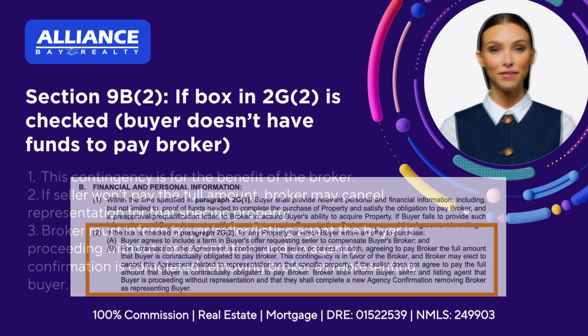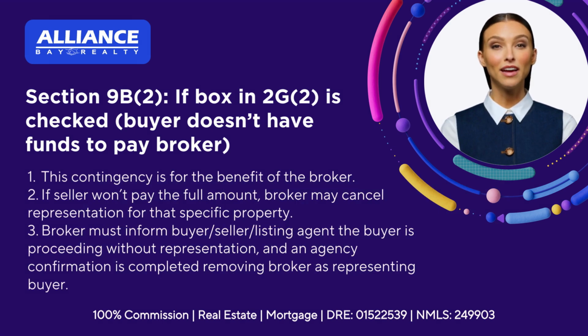It also explains: 1. This contingency is for the benefit of the broker. 2. If seller won't pay the full amount, broker may cancel representation for that specific property. 3. Broker must inform buyer/seller/listing agent the buyer is proceeding without representation and an agency confirmation is completed removing broker as representing buyer.